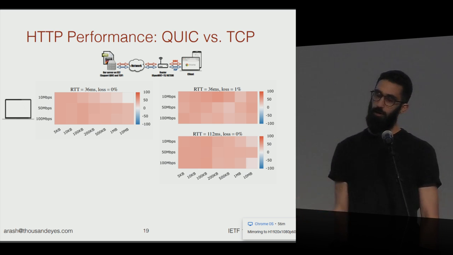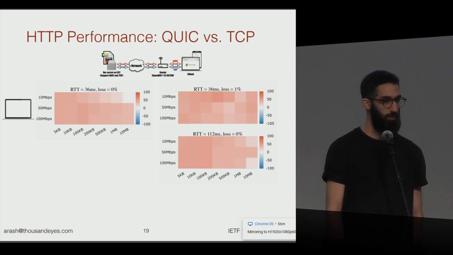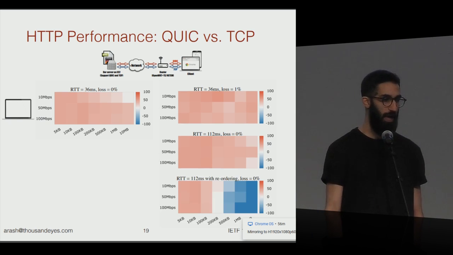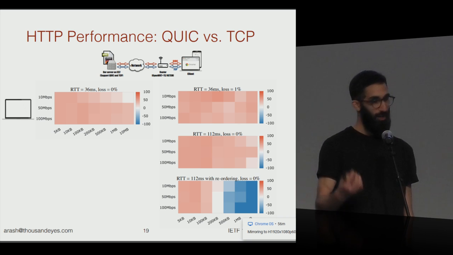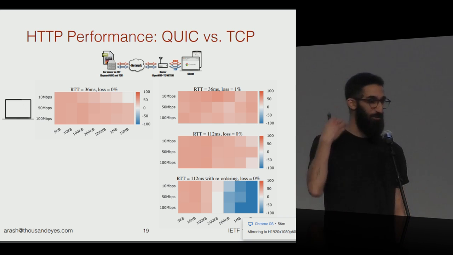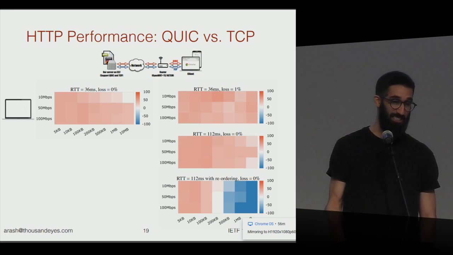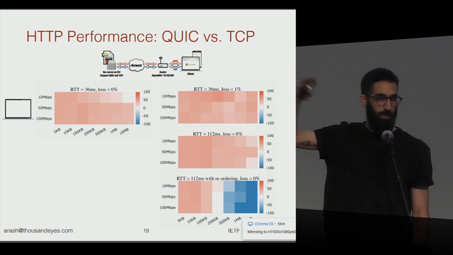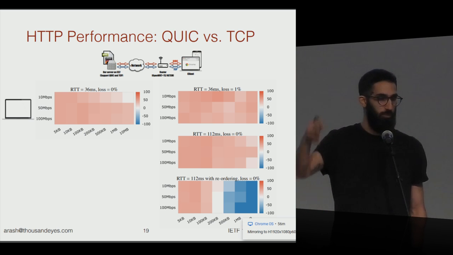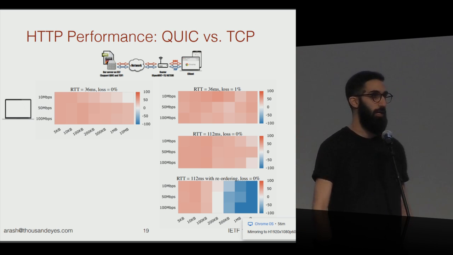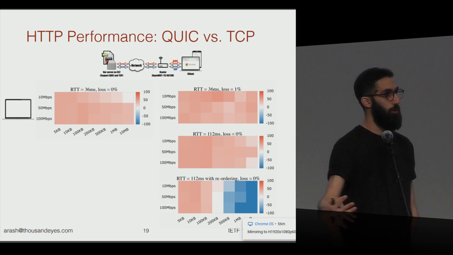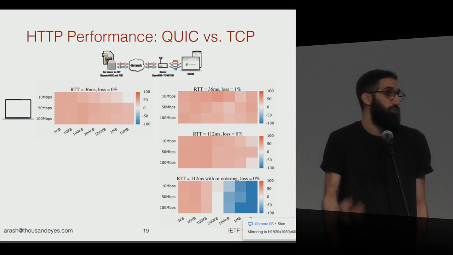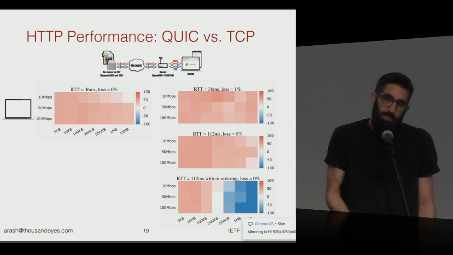And then we did this experiment where we added some packet reordering, and as soon as we added packet reordering, things started to change. We actually saw cases, especially on the right side of the plot, the blue, which are big objects. The last column is a 10 megabyte object. So when we have packet reordering, Quick is doing worse than TCP. So we wanted to see why this is happening.